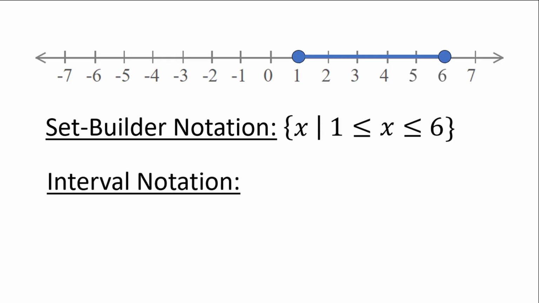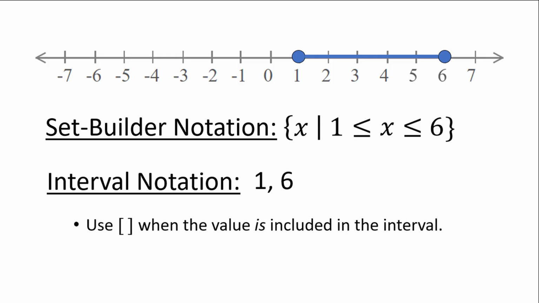Interval notation is the second way that a range of values can be specified. For interval notation, you write the lower and the upper bound of your interval, separated by commas. In this case, 1 and 6. Then you either close off each value with parentheses or a square bracket, depending on if the value is included in the interval or not.